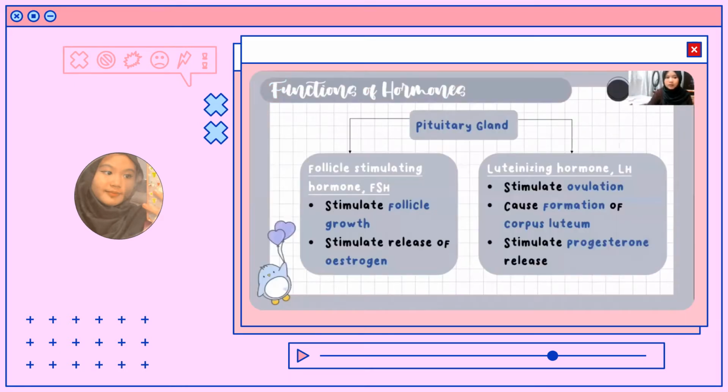Next is the function of hormones. In the pituitary gland, there are two hormones that are related to this topic, which are follicle stimulating hormone and luteinizing hormone. Follicle stimulating hormone, FSH, has the function to stimulate follicle growth and the release of estrogen, while luteinizing hormone stimulates ovulation, causes the formation of corpus luteum, and stimulates the progesterone release.